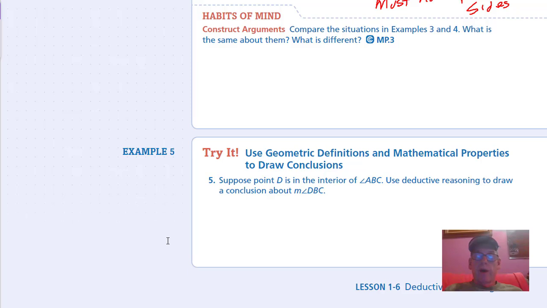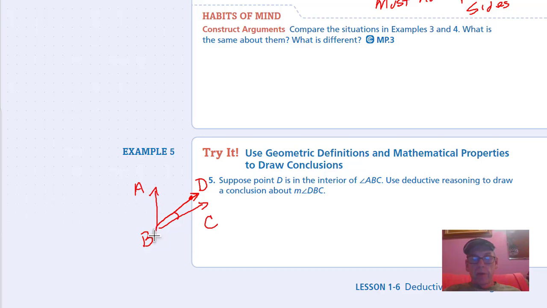Let's look at example 5. Suppose point D is in the interior of angle ABC. Use deductive reasoning to draw a conclusion about the measure of DBC. So let's sketch this so we have a reference. Let's draw angle ABC. And let's put point D in the interior of ABC. And then let's make it into angle ABD and angle DBC. And they're talking about the measure of DBC.